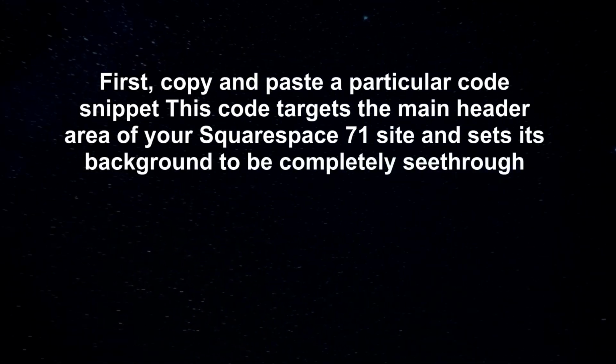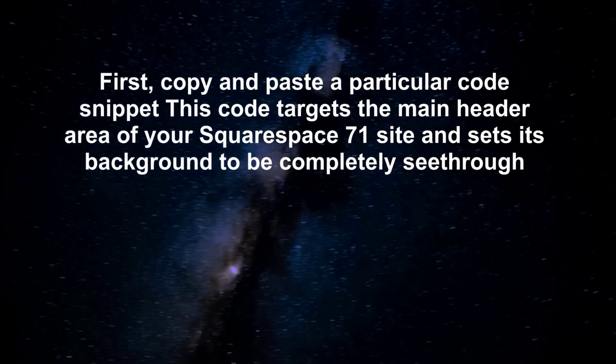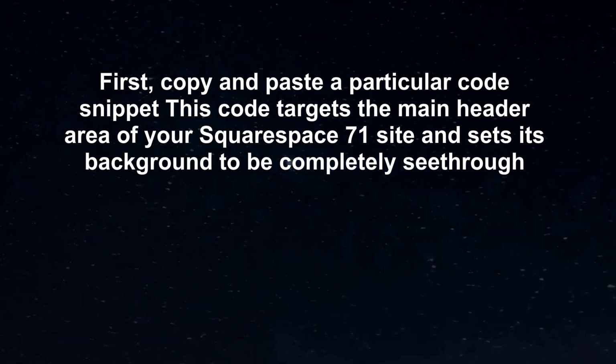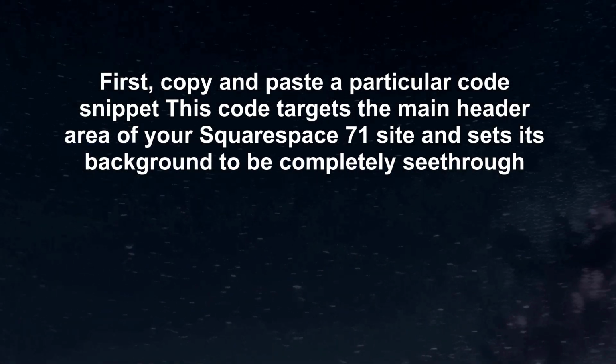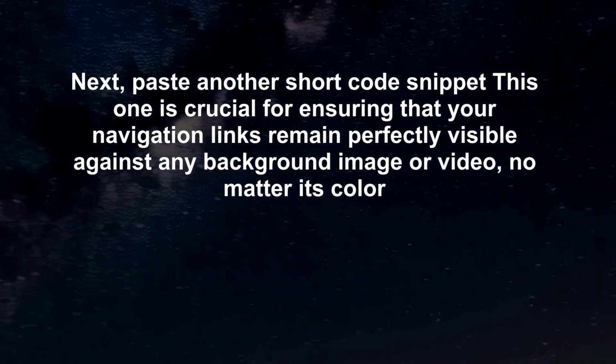First, copy and paste a particular code snippet. This code targets the main header area of your Squarespace 7.1 site and sets its background to be completely see-through. Next, paste another short code snippet.